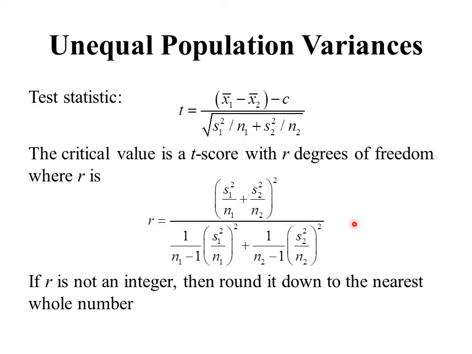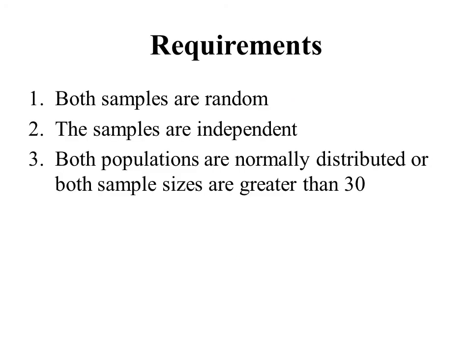And our critical value is a t-score with this many degrees of freedom. This is a rather complicated formula for calculating the number of degrees of freedom. But luckily we're not going to have to use that formula because it's built into the calculator.